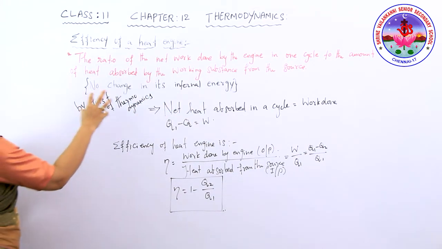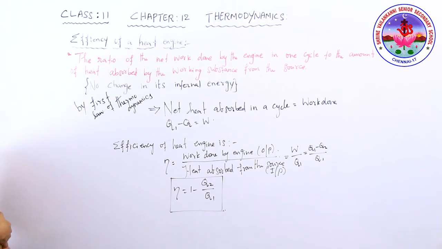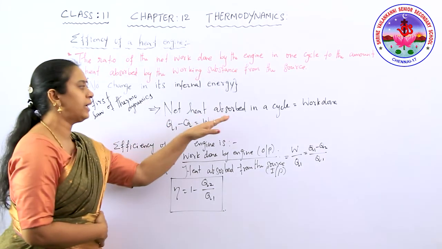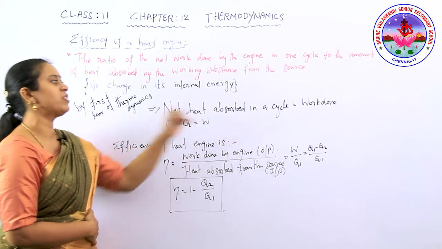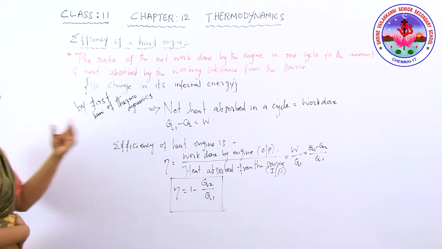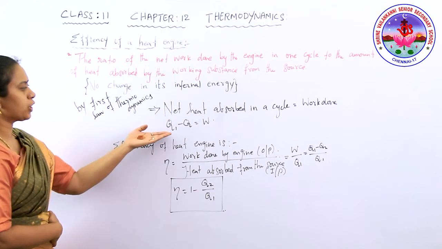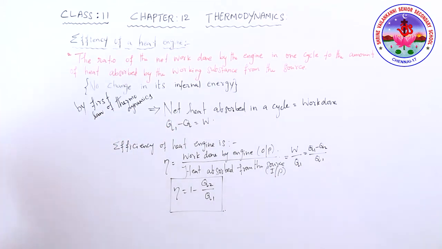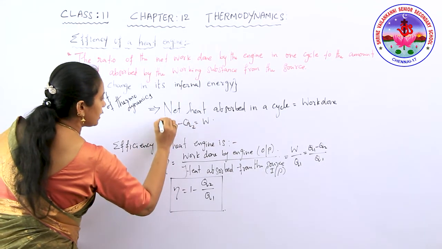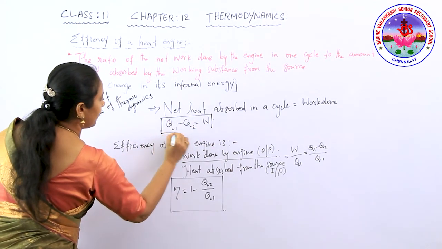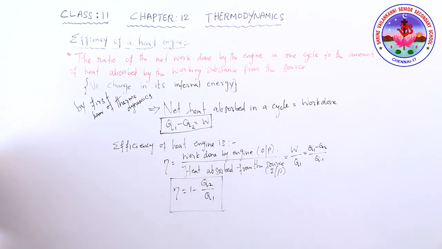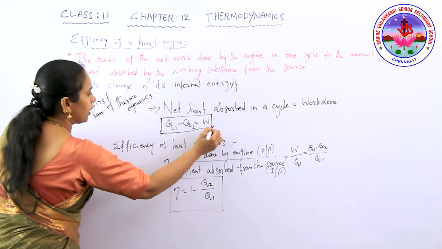So we can take it from the first law of thermodynamics: the net heat absorbed by the cycle is equal to the work done. The net heat absorbed by the cycle is Q1 minus Q2, so Q1 minus Q2 is equal to W. This is from the first law of thermodynamics, and Q1 minus Q2 is equal to the work done.